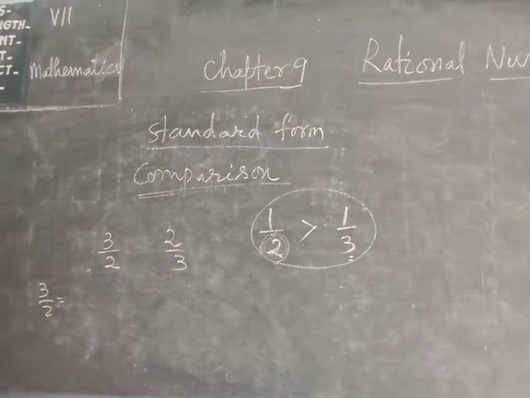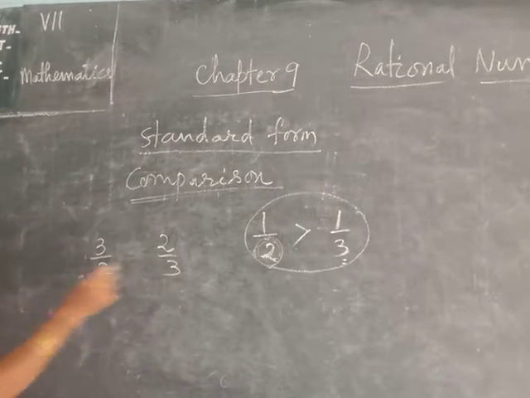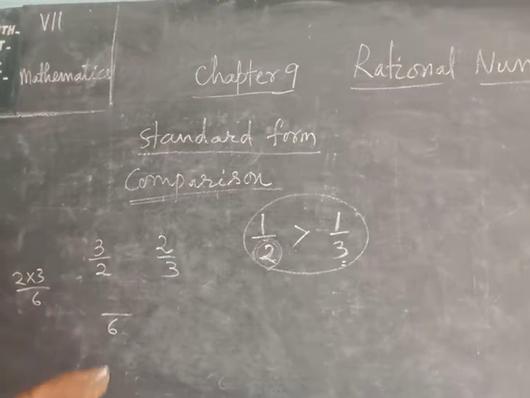Equivalent denominators you have to make. How will you do the equivalent denominators? You have to take the LCM. The LCM of 2 and 3 is 6. So you write 6.